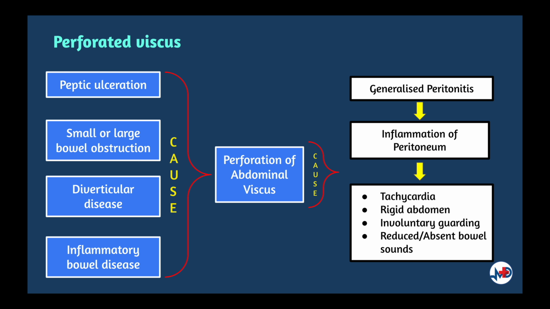they look unwell. This is especially important when compared to a renal colic, whereby patients are constantly moving and cannot get comfortable. On examination, they will show signs of tachycardia and potential hypotension, a completely rigid abdomen with percussion tenderness, involuntary guarding, whereby the patient involuntarily tenses their abdominal muscles when you palpate the abdomen, and finally, reduced or absent bowel sounds, which suggest the presence of a paralytic ileus.